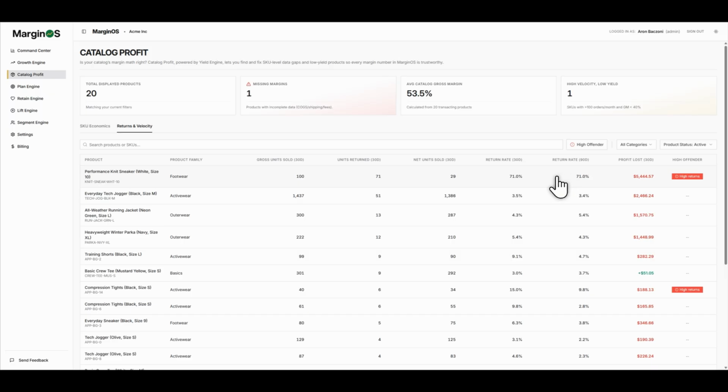Do we fix the product, the messaging, or just stop pushing it? High return rate plus fast returns plus big profit lost equals stop scaling this SKU until we fix it or change how we sell it.